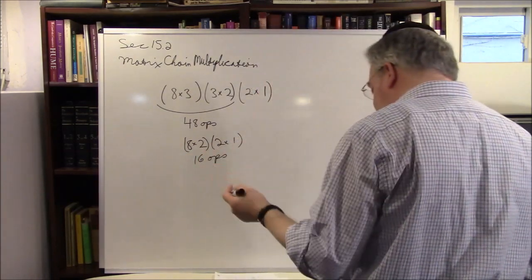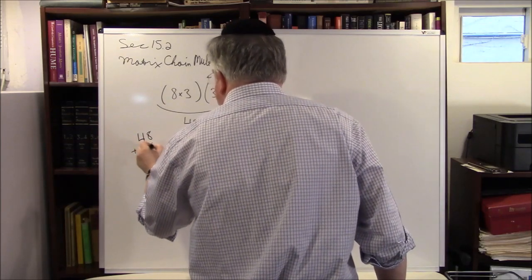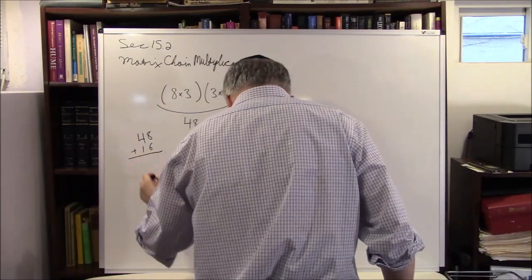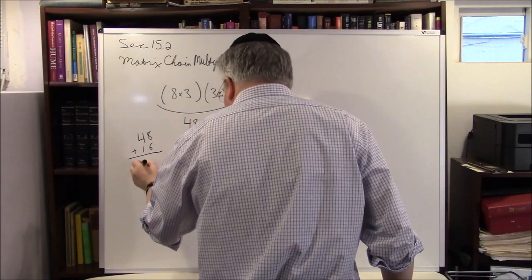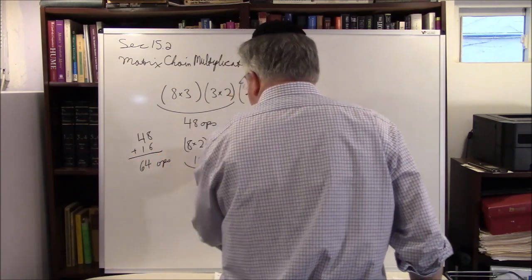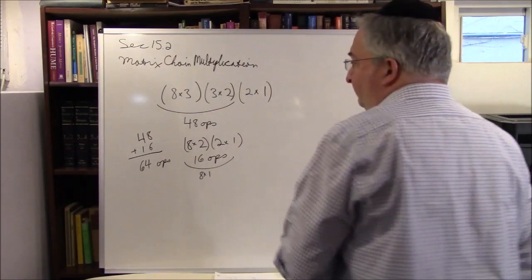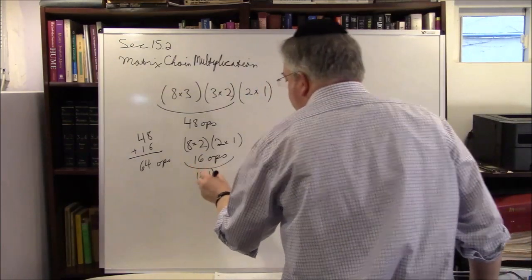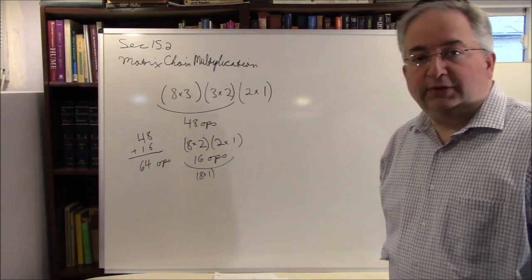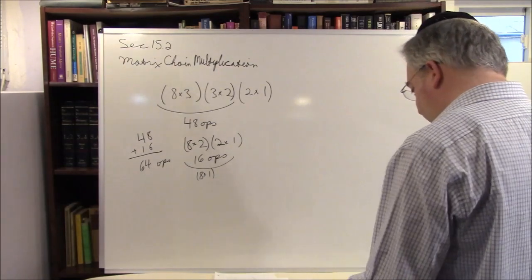Let's count up how many operations you did altogether. 48 to bring these two together, 16 to bring these two together, and you get 64 operations. By the way, when you finish, you're going to get an 8 by 1 matrix, and you did it in 64 operations. Question: can you do better? And the answer is, let's see.